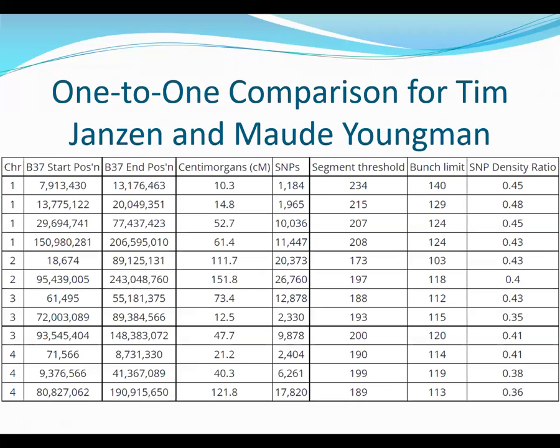So if we run this comparison between my grandmother and me, you can see the various different segments we share on the first 4 chromosomes. You see the start and stop positions, the number of shared centimorgans, and the number of SNPs in each of those segments, as well as some other background information.